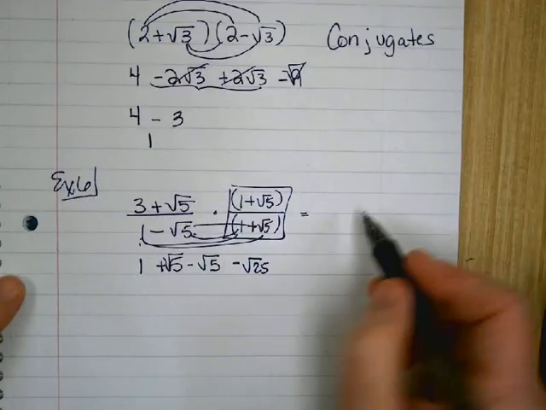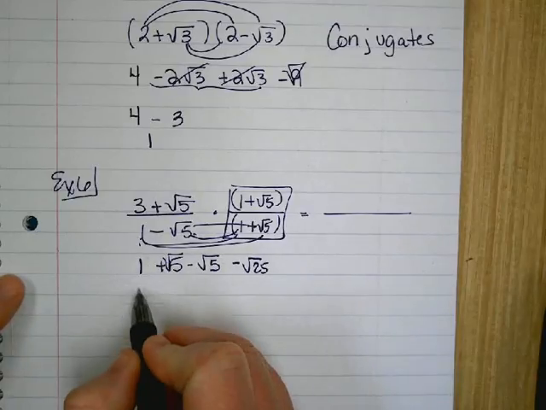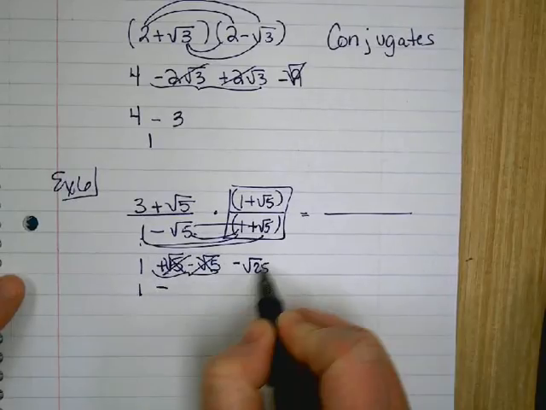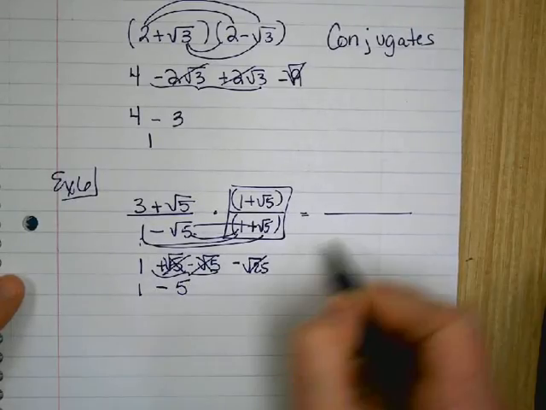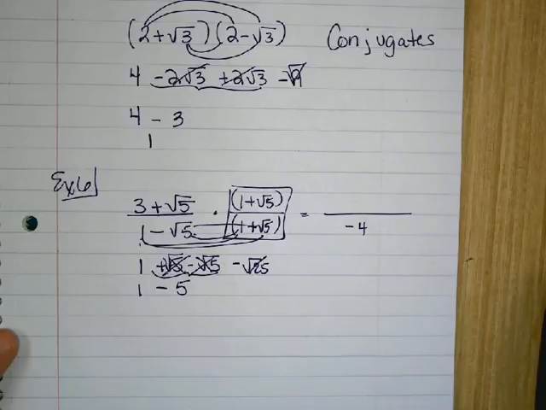So do the ones in the bottom go away that I wanted to? Let's see. I get 1. That makes 0, so they're gone. Minus 5. Well, that's negative 4. So I have successfully eliminated the radicals from the denominator. I did that by multiplying by the conjugate. Multiply in the top and simplify.